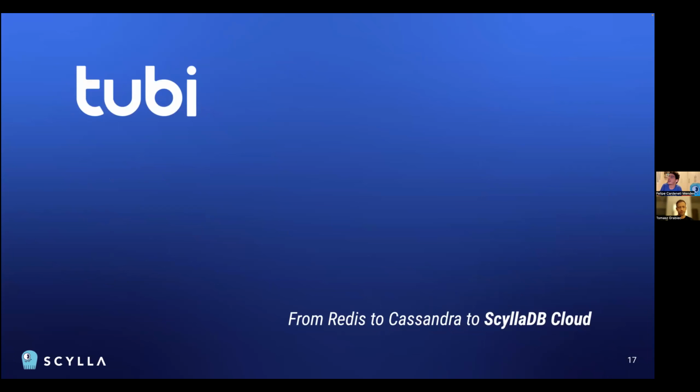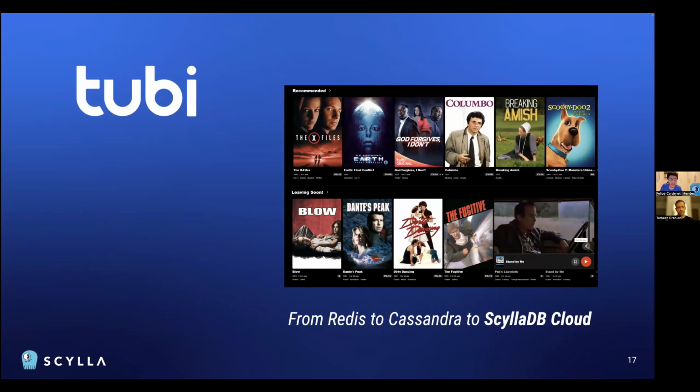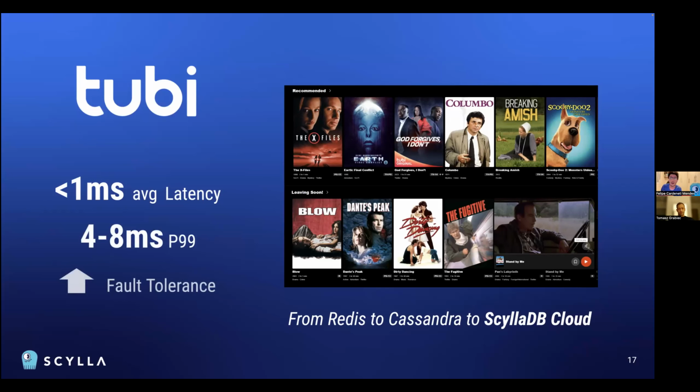they chose ScyllaDB. We finally get to Tubi, who started with Redis, but quickly realized that the costs would grow too high to sustain their required traffic, and they decided to switch to Cassandra. And conversely, they realized that with Cassandra, the latency requirements wouldn't be met, which is when they engaged with us to evaluate ScyllaDB Cloud, our managed service offering.